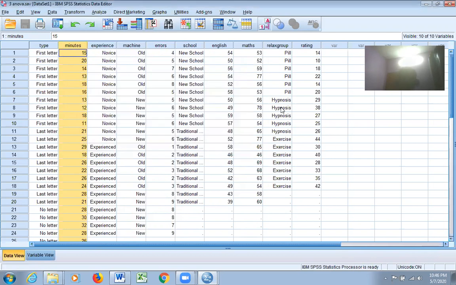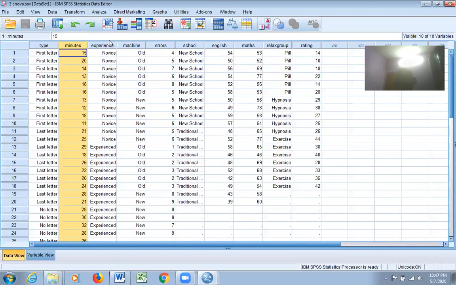Now, let me go to the next test called two-way ANOVA. So what is the difference between one-way ANOVA and two-way ANOVA? It is very simple. Both are exactly the same procedures, same techniques, same steps. The only difference is that in the case of one-way ANOVA, we have taken one independent variable and one dependent variable. But here, we are going to take two independent variables, so we are going to see the effect of two independent variables on a single dependent variable.